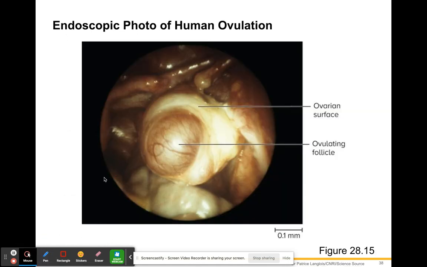Those are my 3 phases of the ovarian cycle. This is an endoscope view of the ovary here. That is the ovary. You can see what it looks like in living tissue.